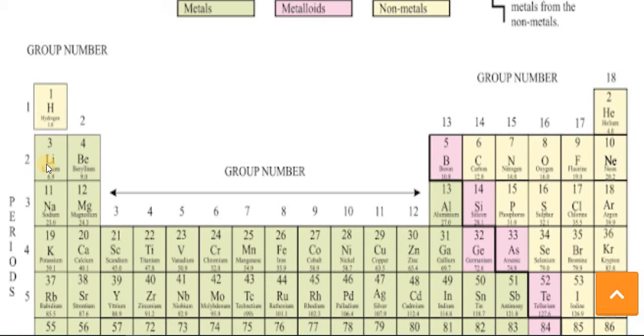For example, lithium has atomic number 3, so the electronic configuration is 2 and 1. So for getting the stable, or you can say the noble gas configuration, it loses the one electron, so it gets a positive charge. It possesses the tendency of losing electrons. That's why it comes into the metals, and metals are located on the left side of the periodic table.